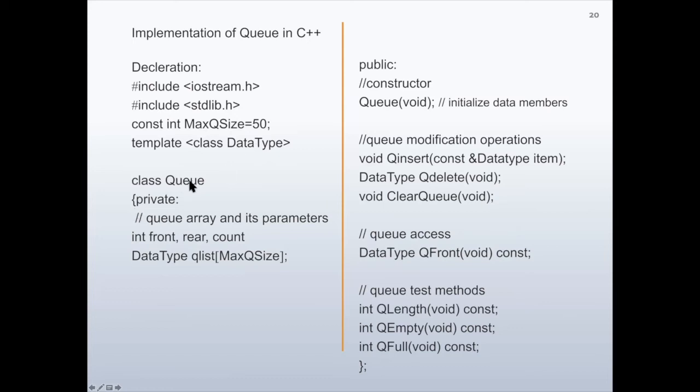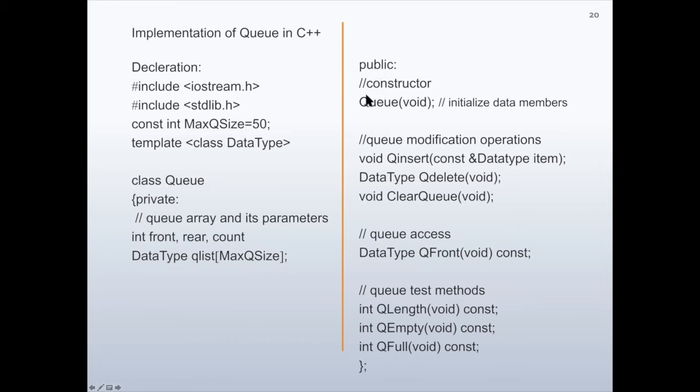In class Q, we have private part, Q array, and its parameters are private. We have integer front, rear, and count private. We have a list, Q list. Its size is max Q size, declared here. And the items to be stored in the Q list are of type data type. These are the private data members.